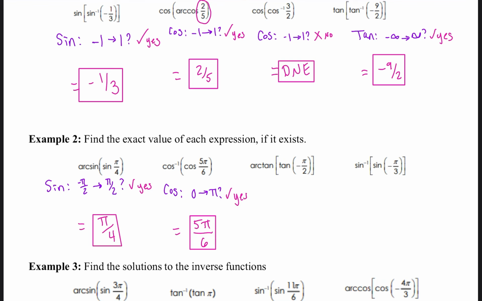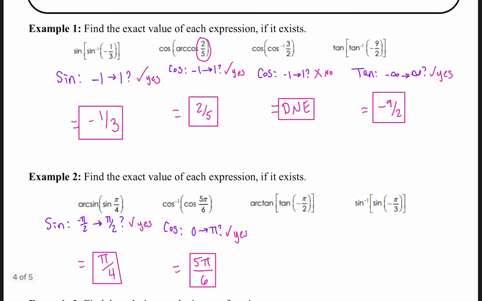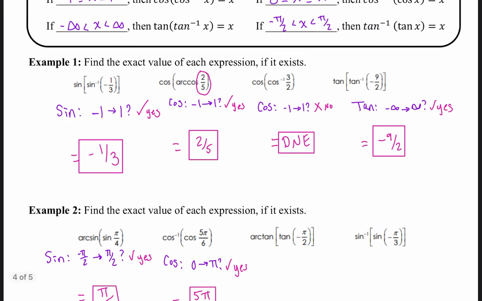Now, tangent doesn't get the same rule as last time. Tangent up above, when the inverse was inside, like in this one, it didn't matter. The number doesn't matter because it's -infinity to infinity. It always works, so it doesn't matter.